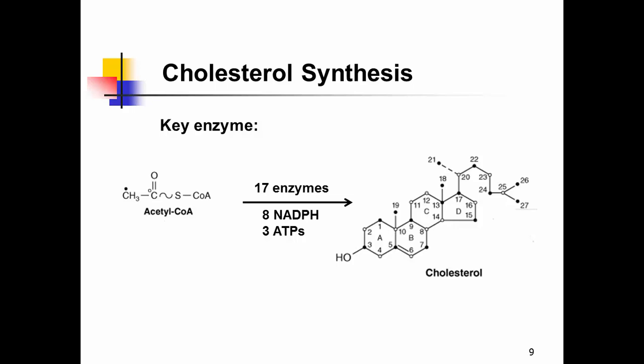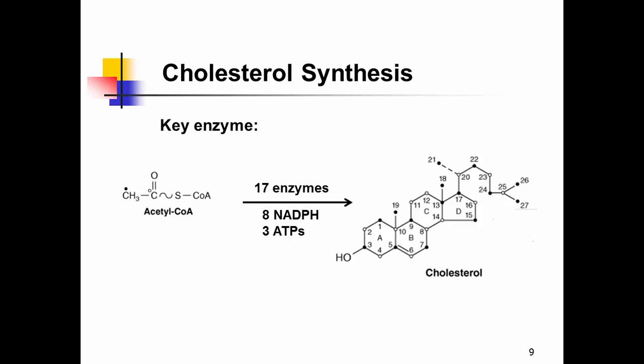So overall, the process starts with the acetyl-CoA molecules, right? Again, the substrate or starting molecule for cholesterol synthesis, and it involves 17 enzymes and utilizes 8 NADPH and 3 ATPs to make cholesterol, right? And again, you don't need to remember all the enzymes and steps. Just remember HMG-CoA reductase, the key enzyme, and how this key enzyme is regulated by substrate and hormones, right?